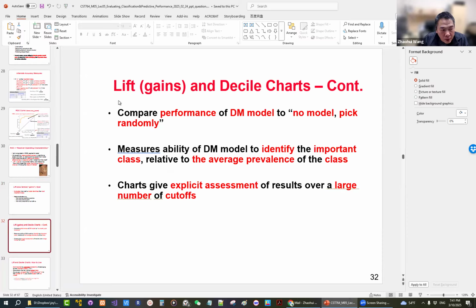Based on the lift chart, we can derive the decile chart, and we can compare these two charts to determine which one is better for the usage. Actually, they are similar because they use the same data, but they have different curves. Both can help us to identify the important classes.